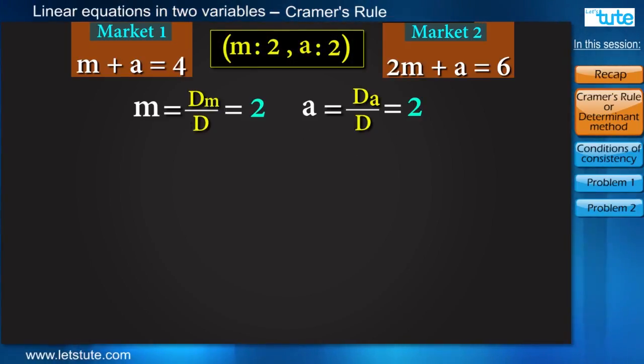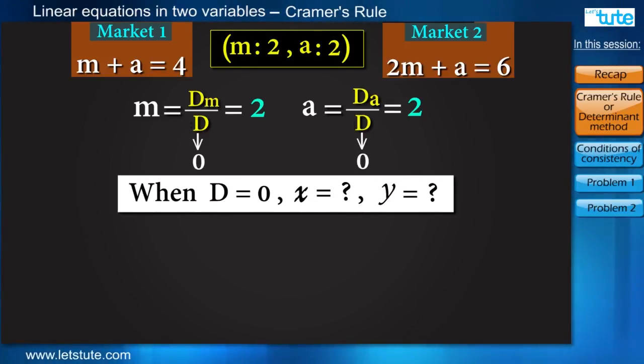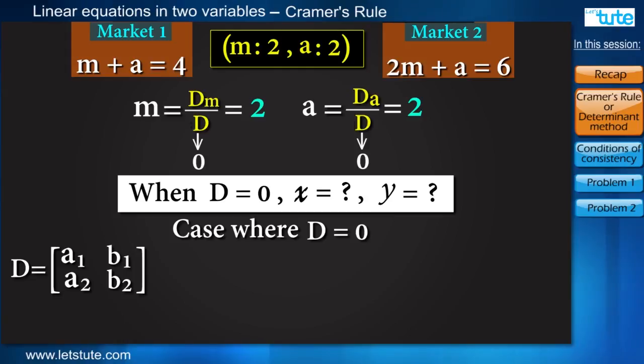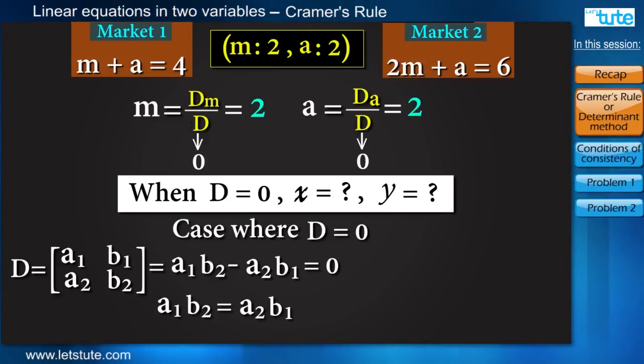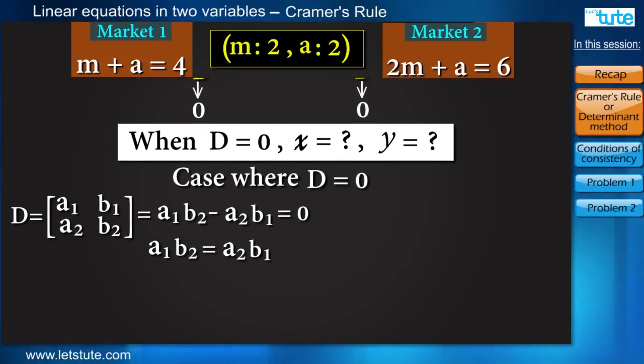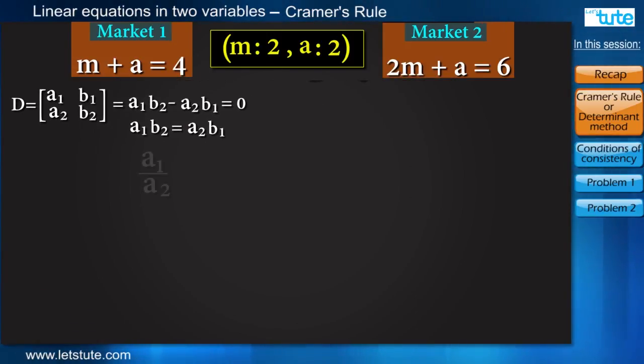But the seller had a confusion regarding the calculation. As we all know, a ratio is undefined if its denominator is 0. On similar lines, he thought that when D is equal to 0, how will he get the unique solution? First of all, we will see under which case we will get D equal to 0. It is only when a1 b2 minus a2 b1 is equal to 0. Or we can say when a1 b2 is equal to a2 b1. Now this can also be written in ratio form as a1 by a2 equal to b1 by b2.